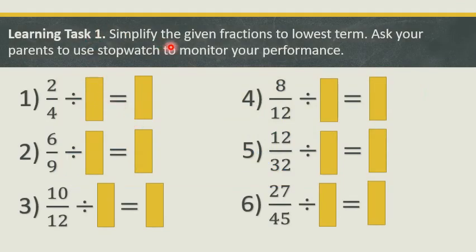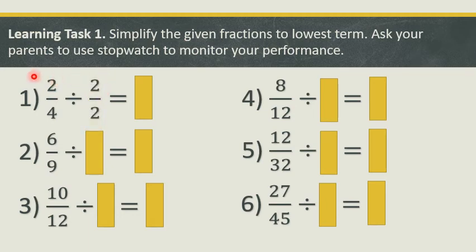So for learning task 1, let us simplify the given fractions to lowest term. So you can ask your parents. So sabihin po sa parents na gumamit kayo ng stopwatch para pabilisan kayo kung gaano kayo kabilis mag-lowest term ng mga fraction. Okay? So ang 2/4, so yung number 1 tayo, ang 2/4, ang common factor nila is 2.